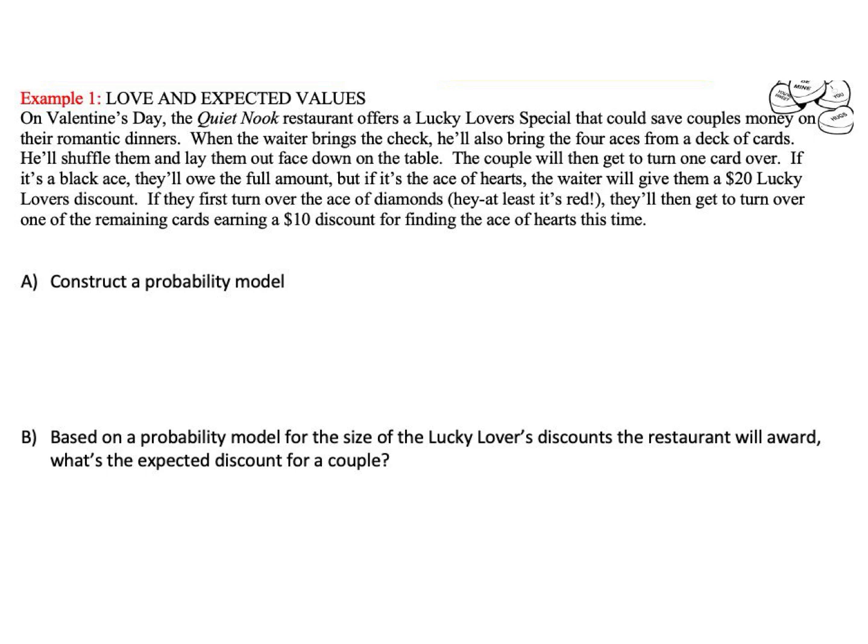So let's read this first scenario. On Valentine's Day, the Quiet Nook restaurant offers a lucky lovers special that could save couples money on their romantic dinners. When the waiter brings the check, he'll also bring the 4 aces from a deck of cards. He'll shuffle them and lay them out face down on the table. The couple will then get to turn one card over. If it's a black ace, they'll owe the full amount. But if it's the ace of hearts, the waiter will give them a $20 lucky lovers discount. If they first turn over the ace of diamonds, because at least it's red, they'll get to turn over one of the remaining cards, earning a $10 discount for finding the ace of hearts this time.